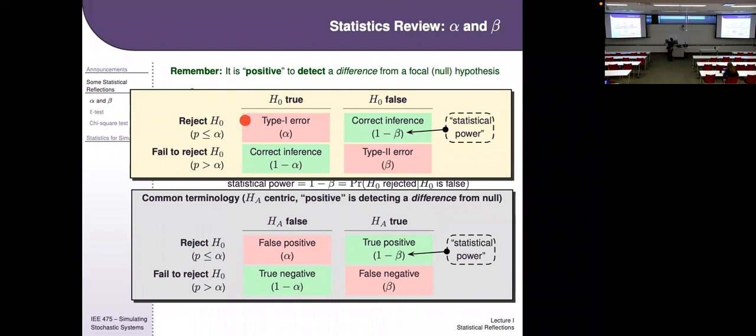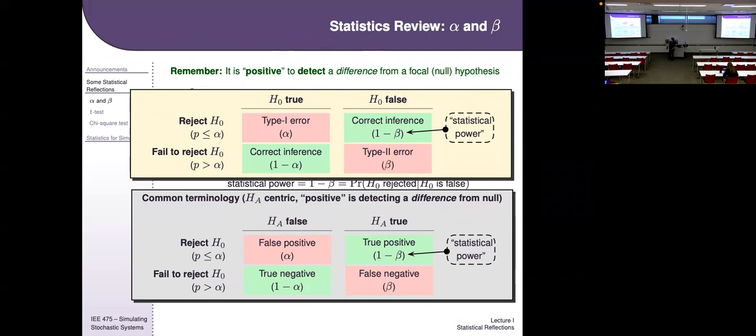So this is the common table that we'll use to cut these things up. If we focus on the null hypothesis, then these columns are for when the null hypothesis is true and when the null hypothesis is false.